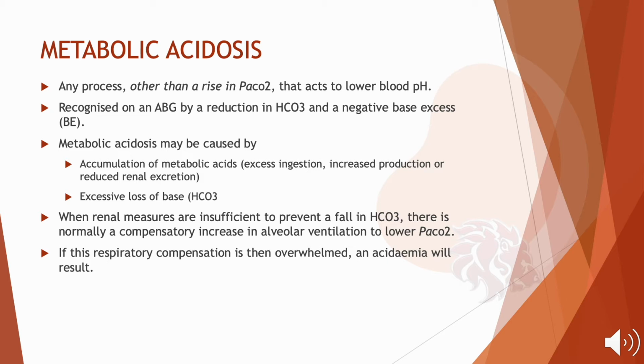In the case of increased production or ingestion of acid, the kidneys, if they are functioning normally, have substantial capacity to boost hydrogen ion secretion and may be able to forestall or at least attenuate acidosis. When renal measures are insufficient to prevent a fall in the bicarbonate, there is normally a compensatory increase in alveolar ventilation to lower the partial pressure of carbon dioxide in the blood. If this respiratory compensation is then overwhelmed, an acidemia will result.